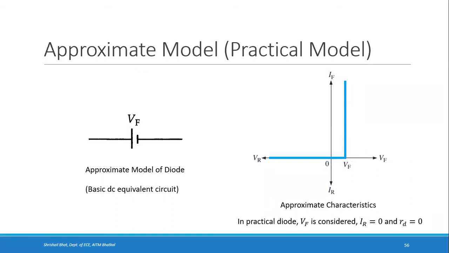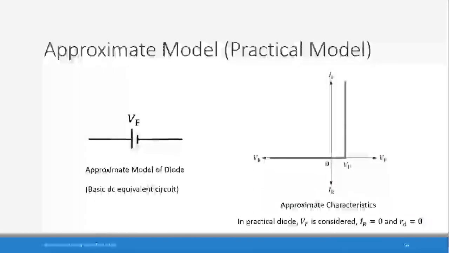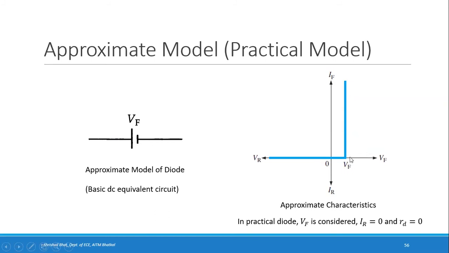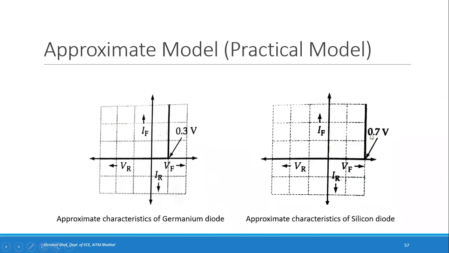So in the ideal diode, Vf was considered zero, IR was considered zero, Rd was considered zero. In the practical or approximate model, Vf is considered to be something more than zero, and it is a constant, and IR and Rd are still zero. And what is the value of this Vf? For a germanium diode, this Vf is 0.3 volts, and for a silicon diode, the Vf is 0.7 volts. For germanium it starts increasing from 0.3, and for silicon it starts increasing at 0.7, without any slope, that means without resistance.